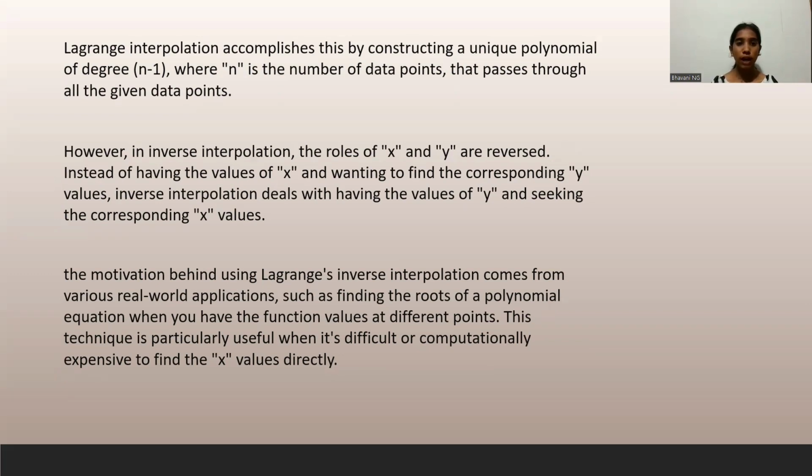The motivation behind using Lagrange's inverse interpolation comes from various real world applications such as finding the roots of a polynomial equation when you have the function values at different points. This technique is particularly useful when it's difficult or computationally expensive to find the x values directly.